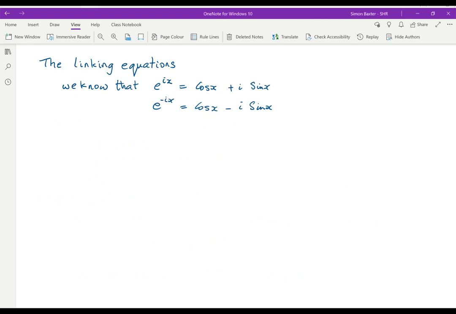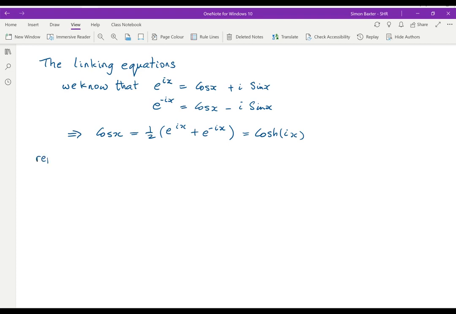I now want to look at the connections between cos and cosh and sine and sinh. These are called the linking equations. We know from Euler's relation that e to the ix is cos x plus i sine x, and e to the minus ix is cos x minus i sine x, and we should be fairly familiar with adding these and dividing by 2. We get a half e to the ix plus e to the minus ix. Well, that is just, if we allow complex numbers, the definition of cosh ix. So cos x is equal to cosh ix.